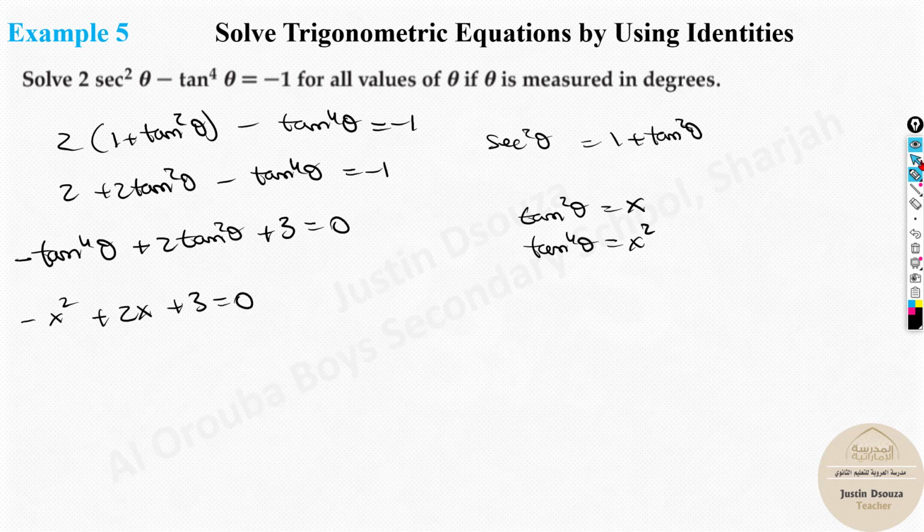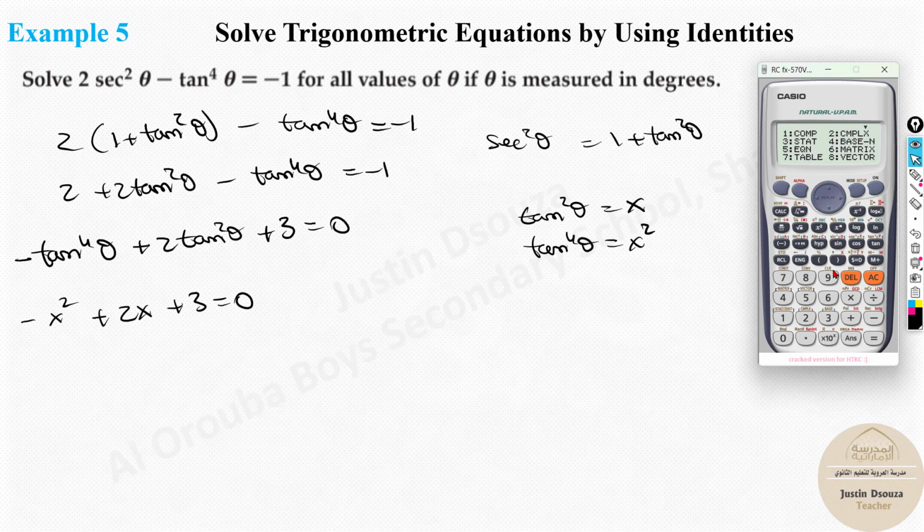You can use your calculator and solve this now. We can go to mode 5 and 3 and substitute. What is before x squared? Nothing, that is minus 1. Then we have 2 and lastly we have 3. The answer is x is equal to 3, and x is equal to minus 1. Only two answers, 3 and minus 1.